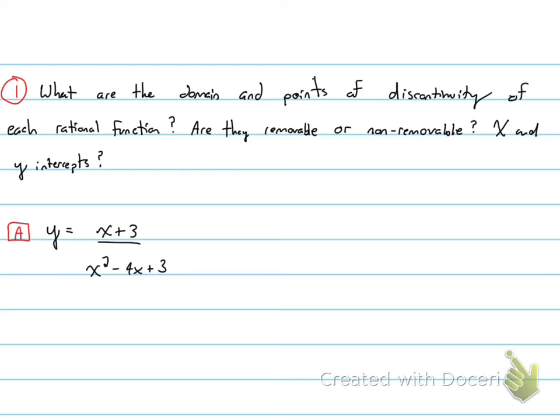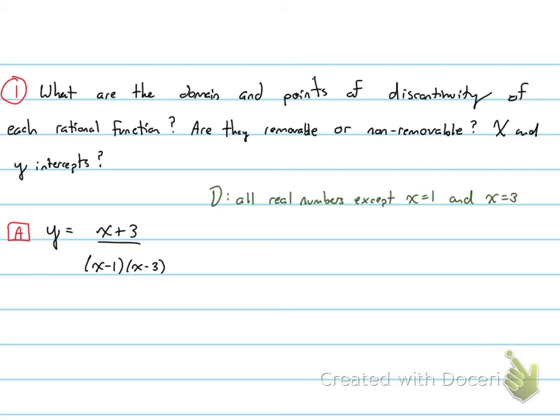Now, I might look at that denominator and think, okay, that's a quadratic function. I might be able to factor it. Two numbers that multiply to give me 3 and add up to give me negative 4. I could rewrite this to be (x minus 1)(x minus 3). Even with that, though, nothing's going to cancel out on the top and bottom.